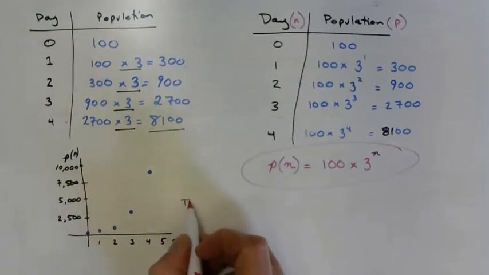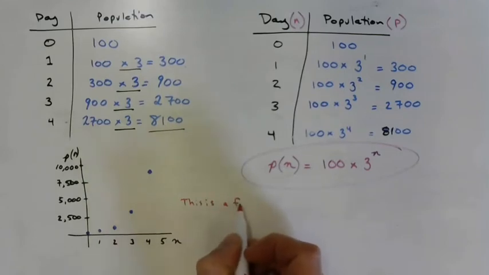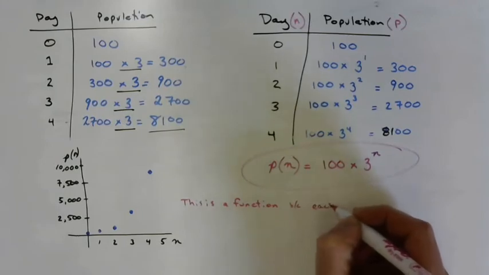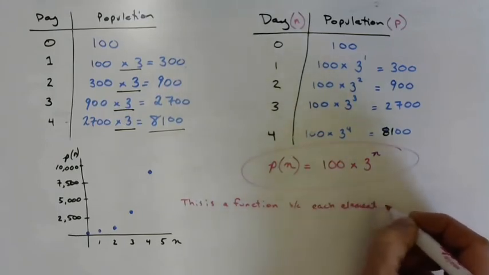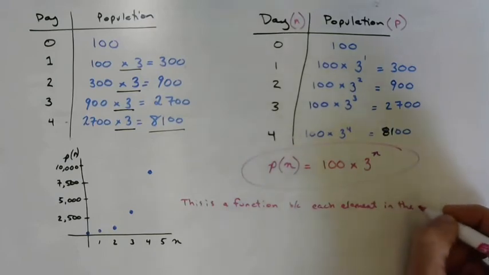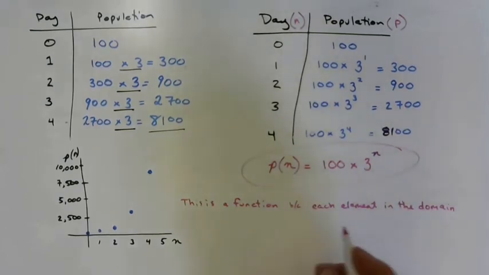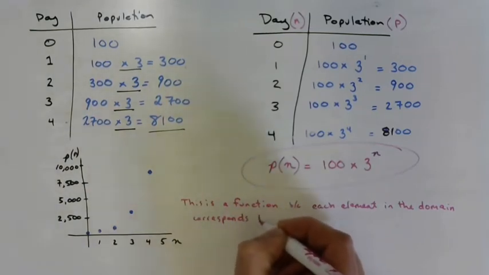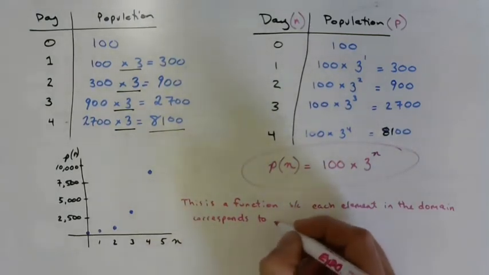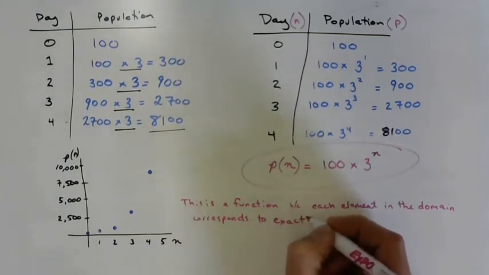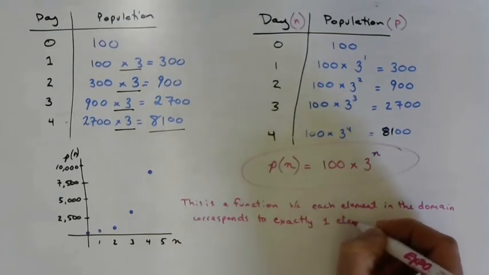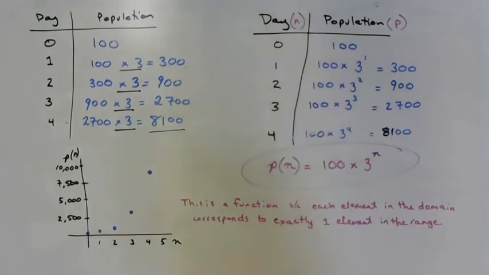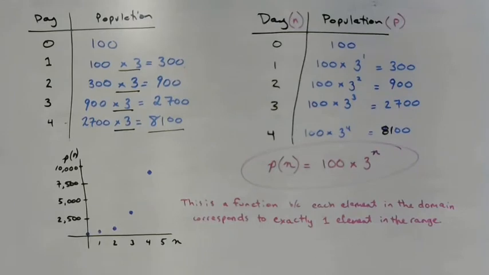We can make a note. This is a function because each element in the domain corresponds to exactly one element in the range. There's no mystery of what you're going to get out if you know what you're putting in.